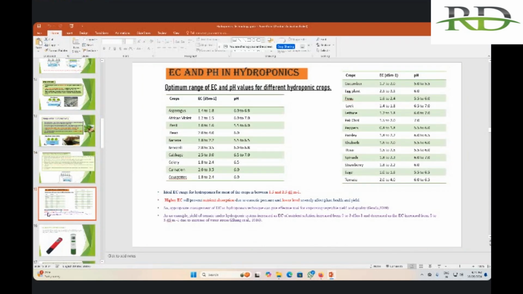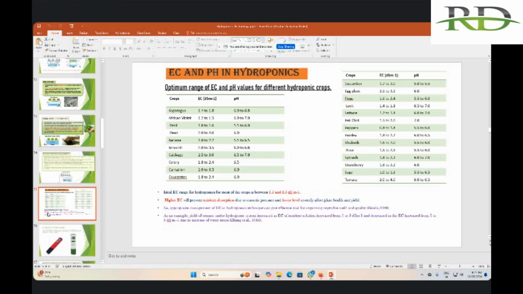Okay, so as we have talked about the types of hydroponics, the important thing we have to see now is the EC and the pH. Can anybody tell me what is EC? Yes, electrical conductivity. And do we require higher EC in irrigation water or not? No, ma'am. EC is the electrical conductivity of the water.